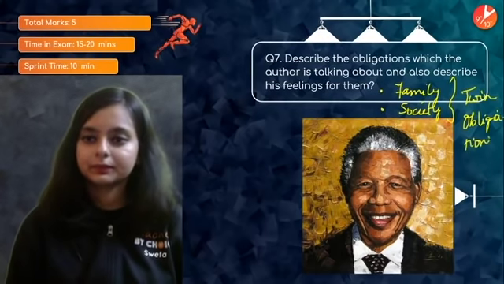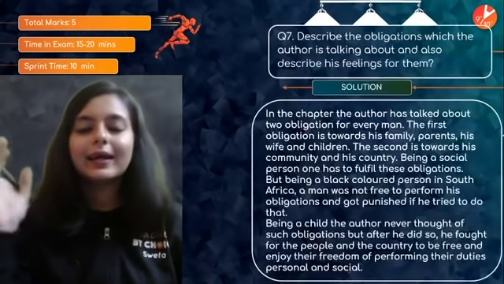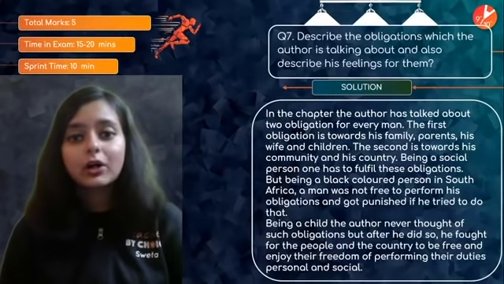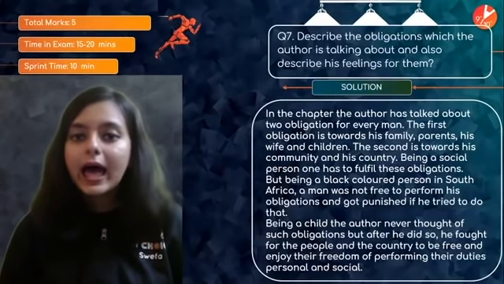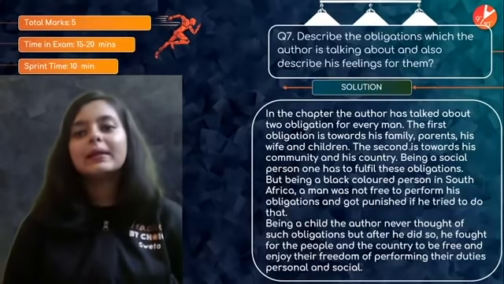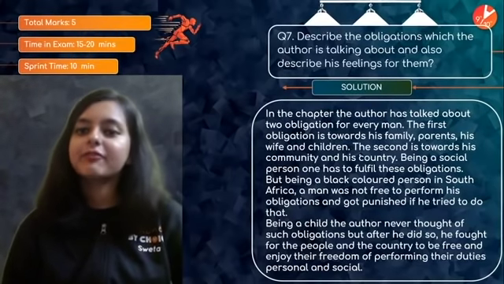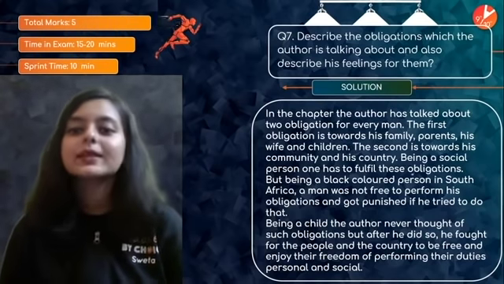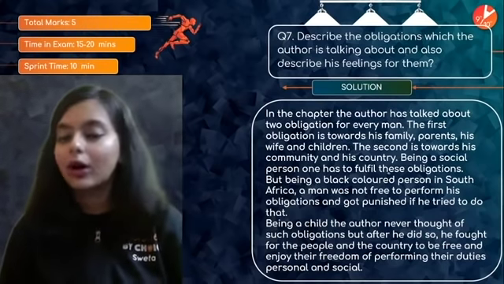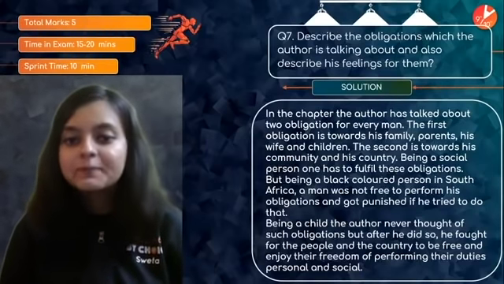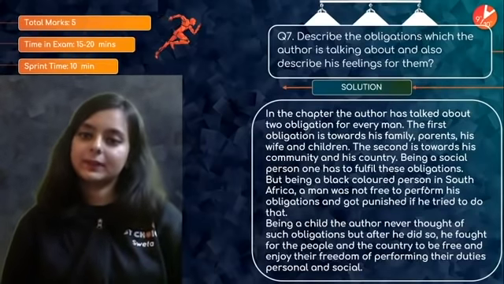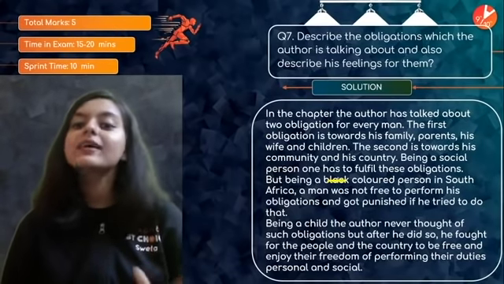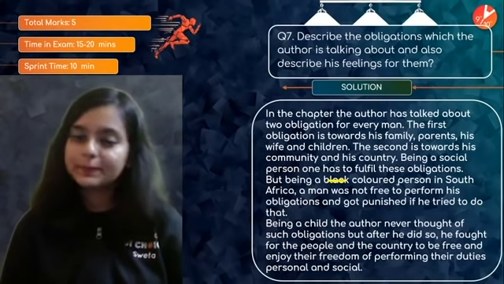So quickly, I'll take you through the answer. In the chapter, the author has talked about two obligations, as I told you. The first obligation is towards his family, parents, his wife, children. The second is towards his community or the country. Being a social person, one has to fulfill both of these obligations, right? But being a colored person, don't write black, being a colored person also means black, same.